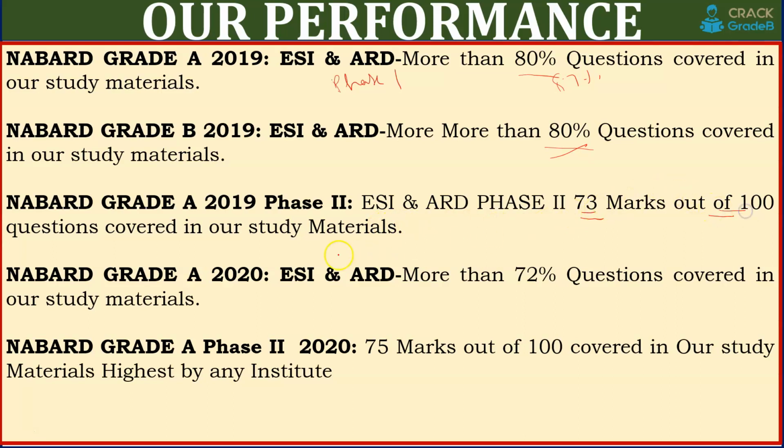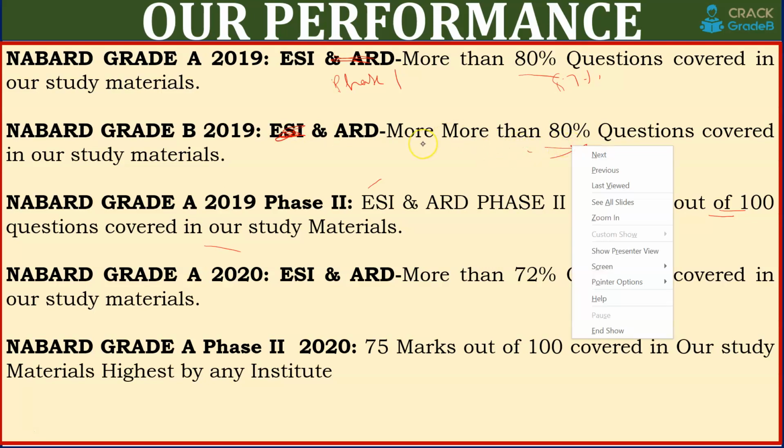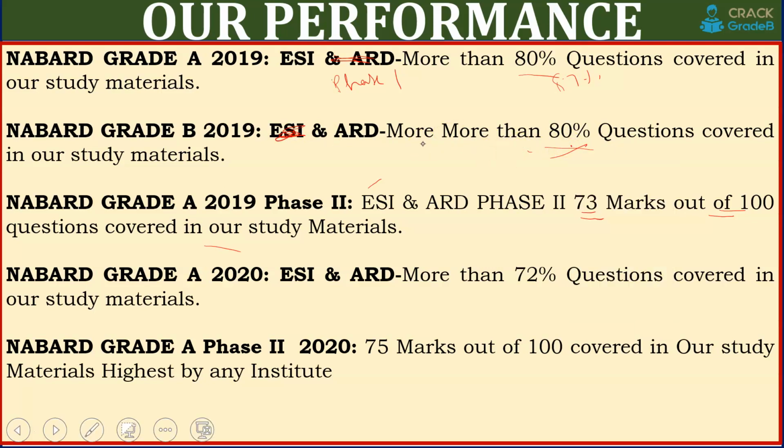73 marks out of 100 were covered in your study material. This is for phase 2. So this is for ESI, not ARD. This one is for ARD. 80% questions in ARD, and this one 80% questions in ESI. And in phase 2, 73 marks out of 100 were covered in our study material, and this was the highest.